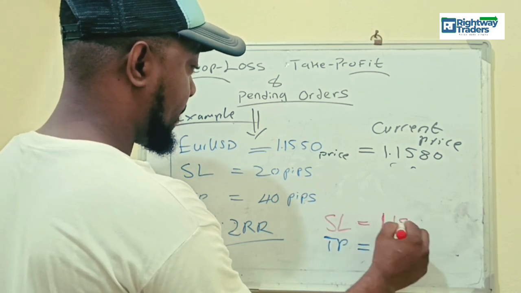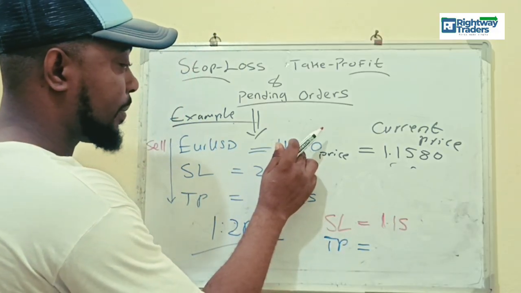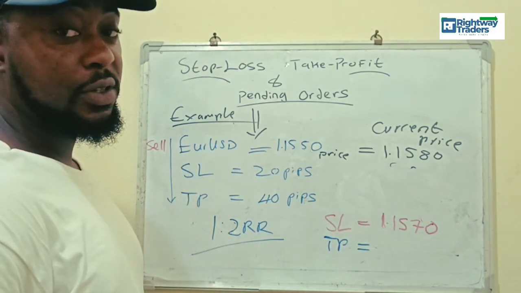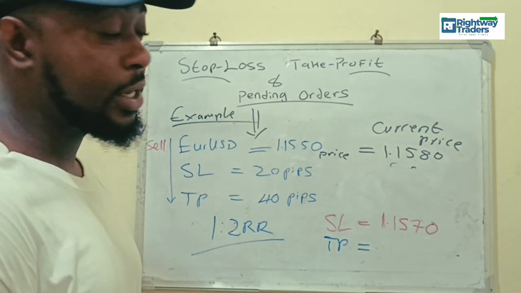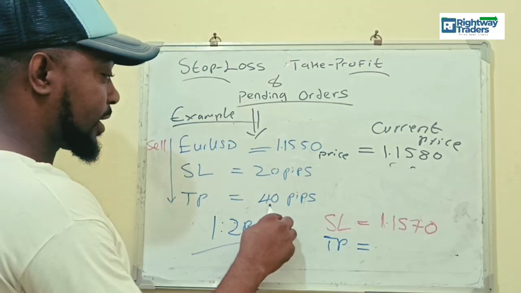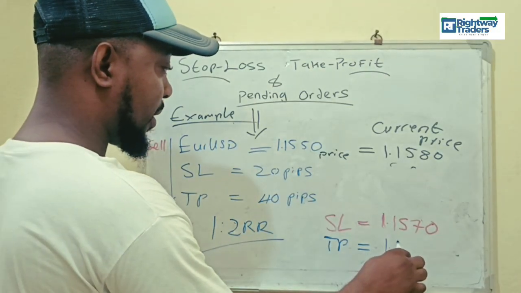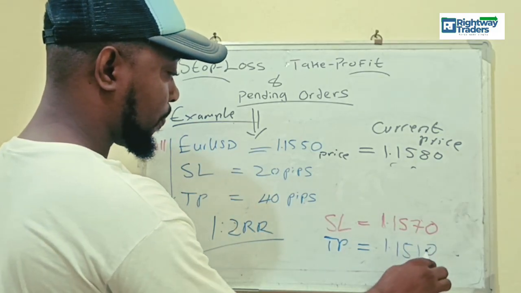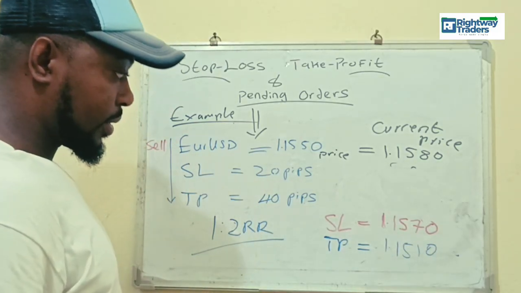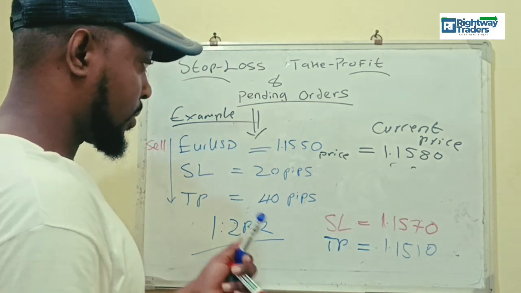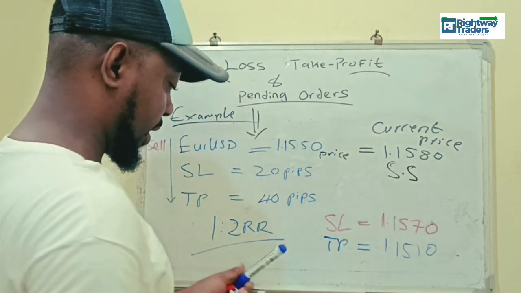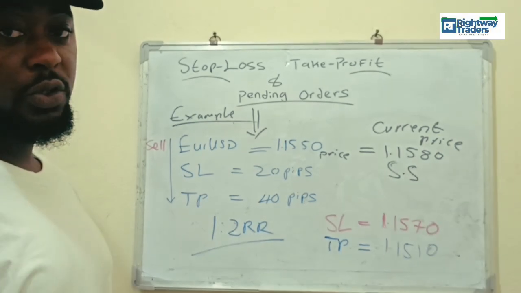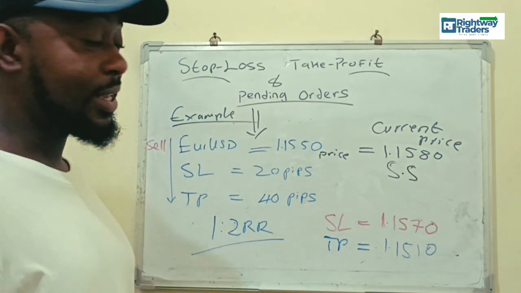1.15, add 20 pips to this 70. Your stop loss is higher, and your take profit will be lower because you're selling, you want to make money if the market goes down. Take 40 pips from this price. If you remove 40 pips from here, 10. This is a sell stop. Use a sell stop order to enter your trade. So this is how exactly it looks if this position is a selling position.